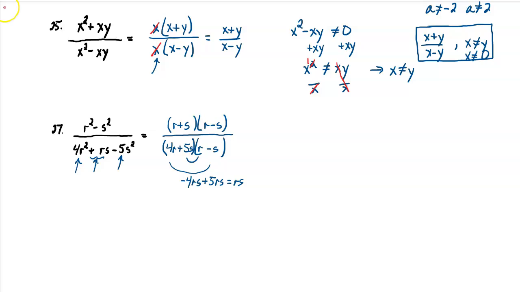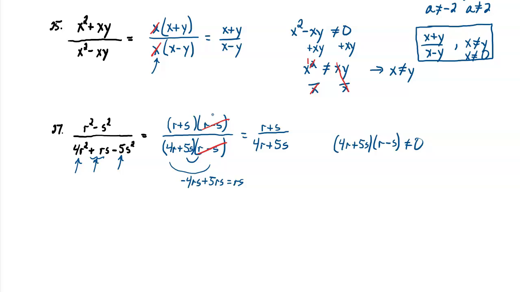The next step is the canceling. The r minus s cancels the r minus s. And so the final result has r plus s in top, and in the bottom has 4r plus 5s. Now the restrictions. So the denominator in its factored form is 4r plus 5s times r minus s. And that can't be 0.